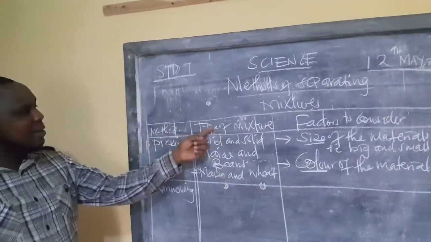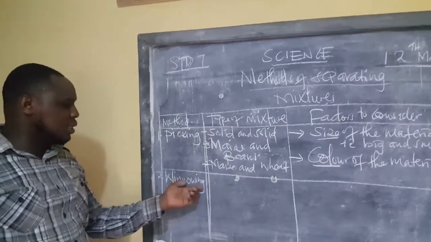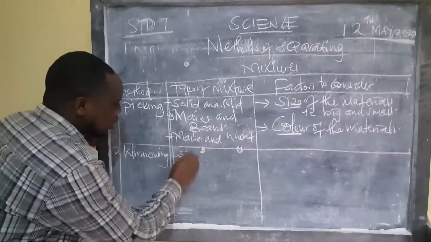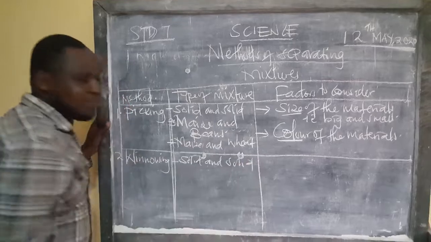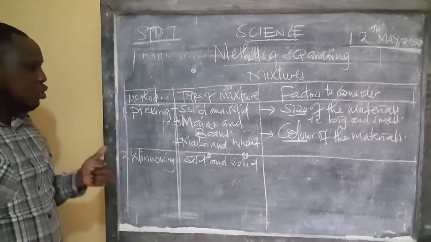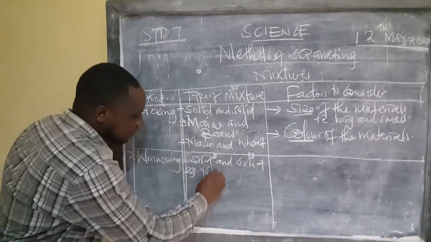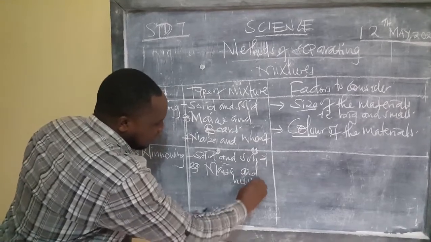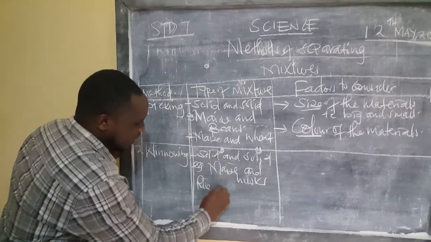Now, we begin by talking about the type of mixture. What type of mixture can be separated using winnowing? That is also supposed to be a solid and solid mixture. Both materials are supposed to be solids. And so, we can give an example of that. We can have maize and husks. We can also have rice and husks.